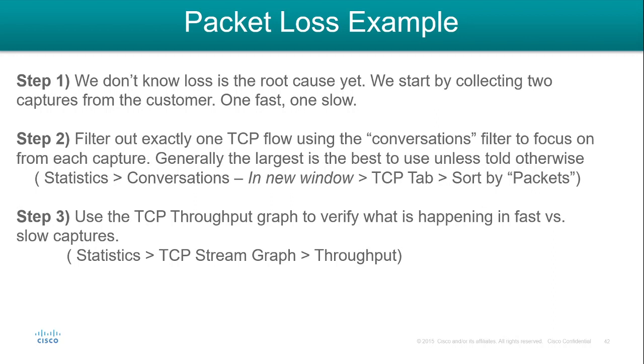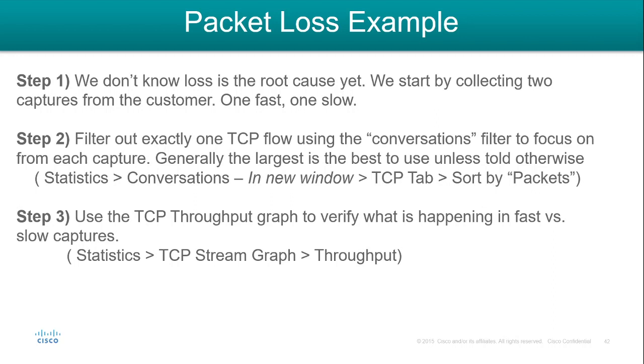Then, because these captures were quite large and I want to focus on just a single TCP stream, I filtered out the TCP flow in question. Even though the application started two, I chose just one, and I wanted to focus on just that one. I did that by going to the Statistics drop down menu, then Conversations. That creates a new window. In the new window that appears, you go over to the TCP tab and then sort by packets. And I grabbed the largest TCP flow I could find.